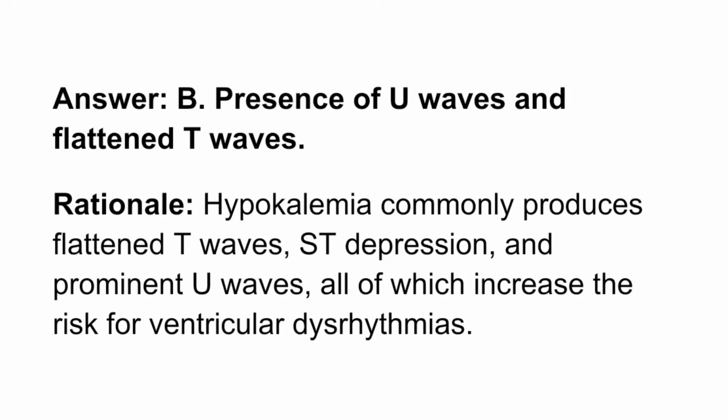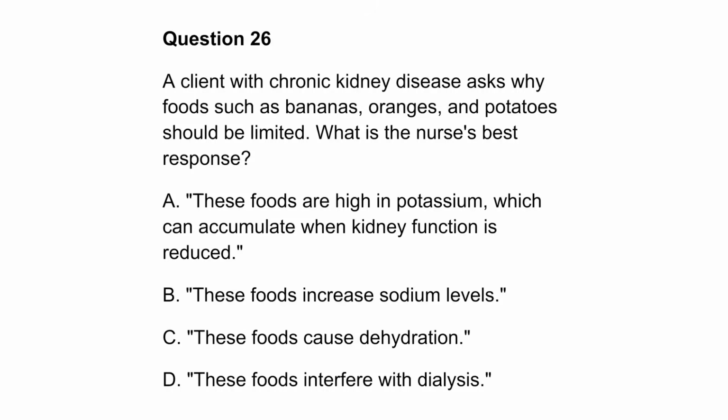ventricular dysrhythmias. Question 26. A client with chronic kidney disease asks why foods such as bananas, oranges, and potatoes should be limited. What is the nurse's best response? A. These foods are high in potassium, which can accumulate when kidney function is reduced. B. These foods increase sodium levels. C. These foods cause dehydration. D. These foods interfere with dialysis.